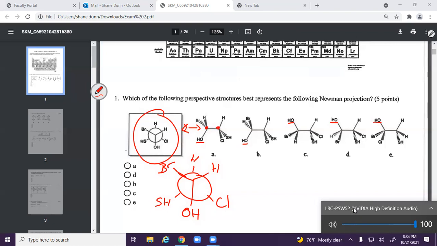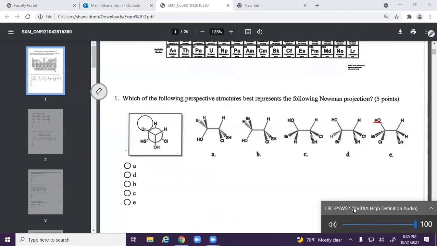What you have to do instead is know that with Newman projections, anything off to the left side, so bromine and this SH right here, those are going to be dashes. H and Cl are going to be wedges because they're off to the right. That's just how Newman projections work. OH and H are going to be normal structures. Does that make sense to you guys? Yes. Okay. Thank you.